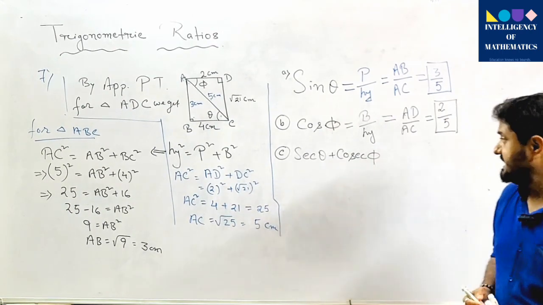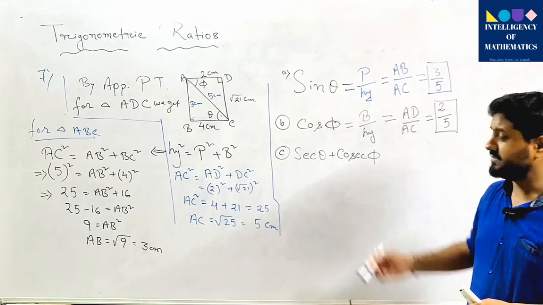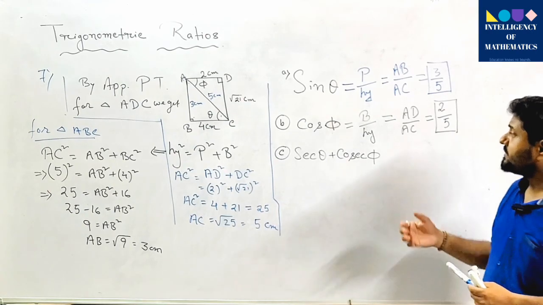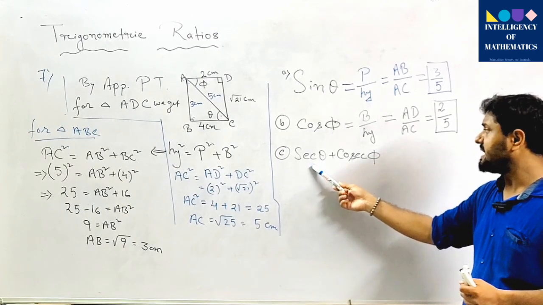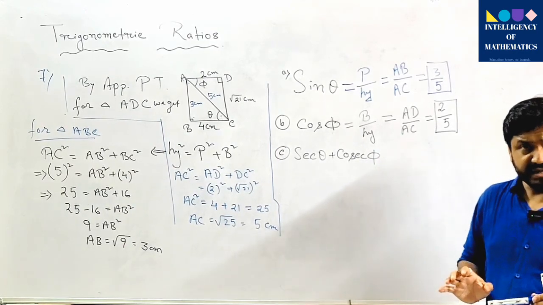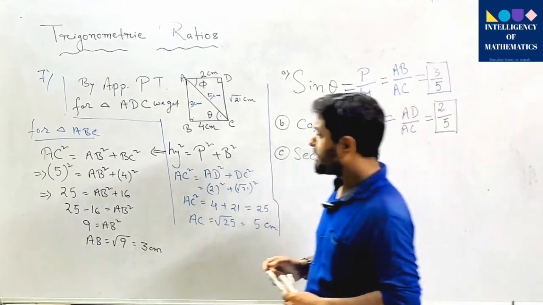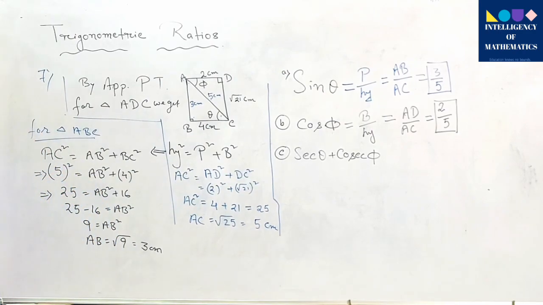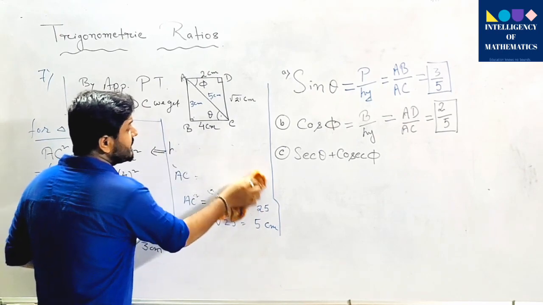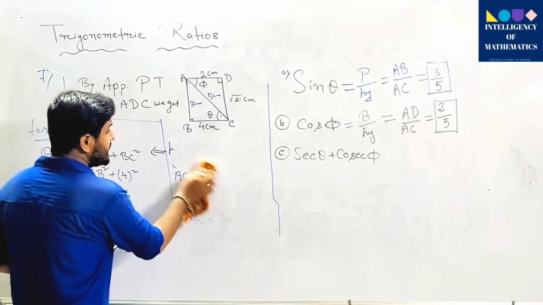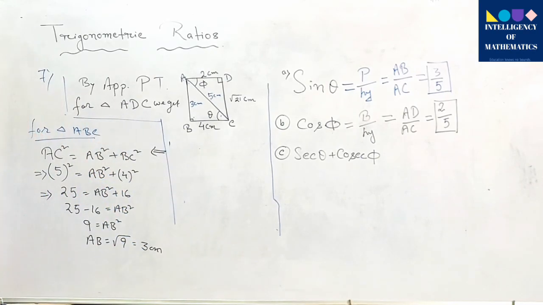Now the third one, that is sec theta plus cosec phi. There is a plus between them. We can do it directly by taking out the values here, but we can do one more thing. We can take out sec theta and cosec phi separately, and then find the value of this addition. We'll try to do it by taking out sec theta and cosec phi separately, which will give you a better understanding.